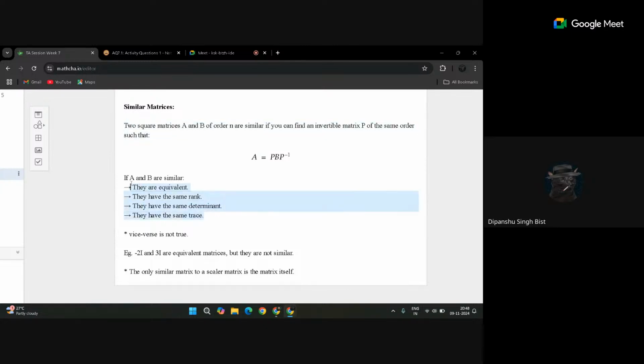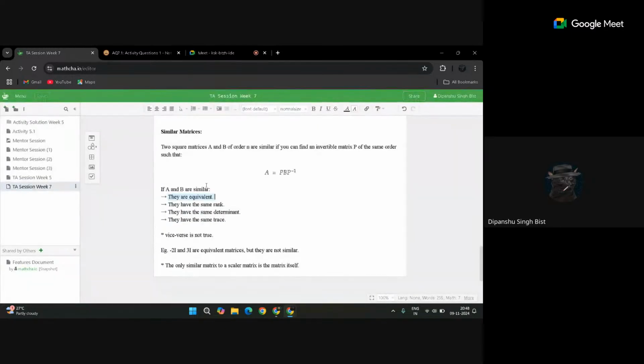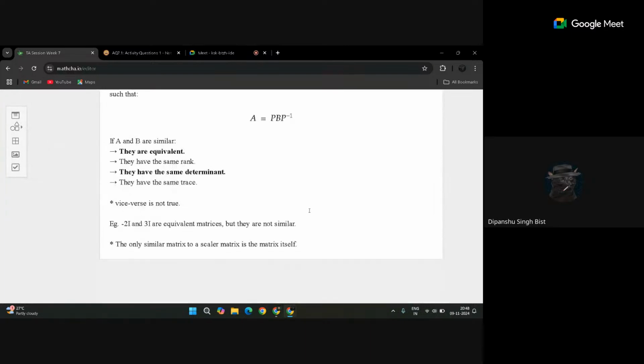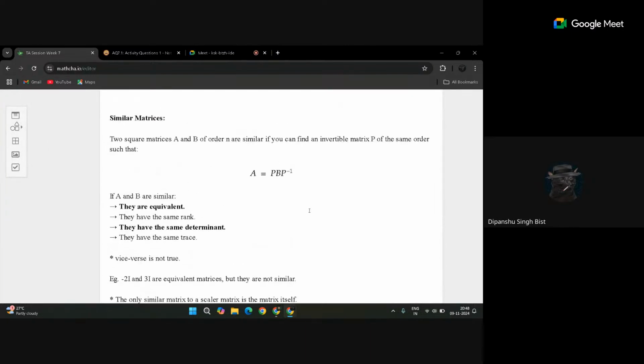So you need not worry about all the cases. Just check for two cases. They are equivalent and they have the same determinant. If both these conditions are satisfied, then you can say A and B are similar matrices. Okay, fine, sir. Is it fine?